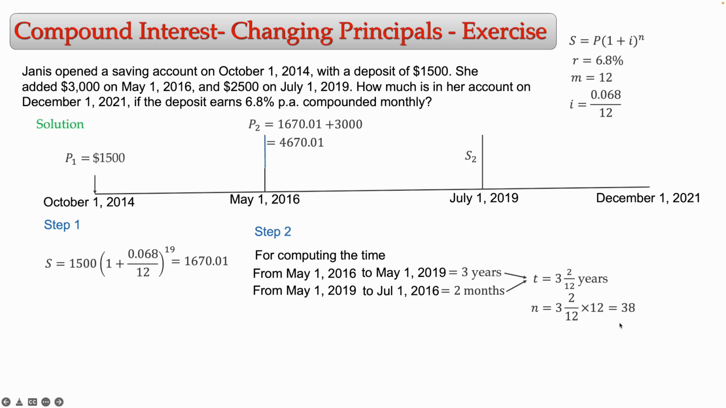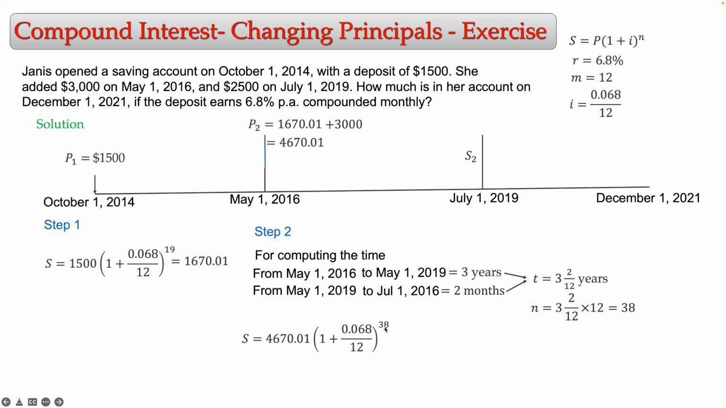So use your calculator if you want, the way that we did it before in step number 1. And then the 38 will be the number that appears in the exponent of the formula. So let's type the formula now. S is 4670.01, I is already known, 0.068 over 12, and N is 38. Let's type everything here. So 4670.01 multiplied by 1 plus 0.068 over 12 to the power 38.